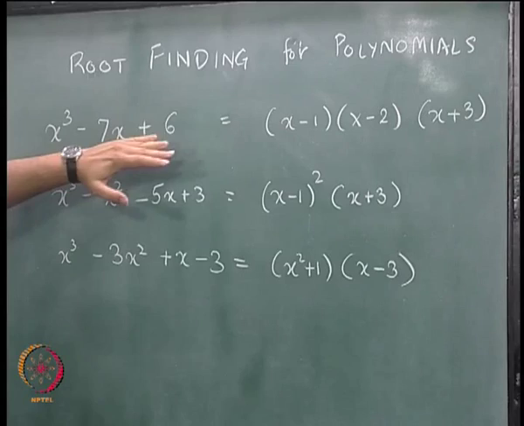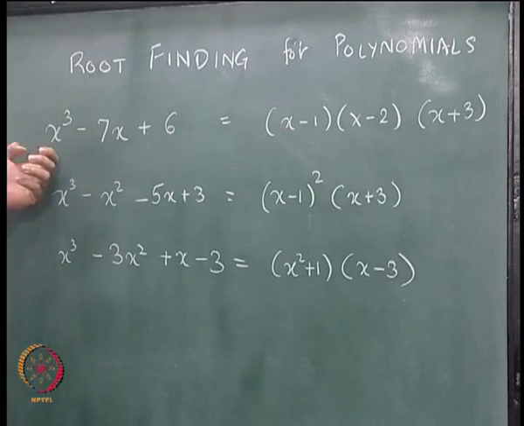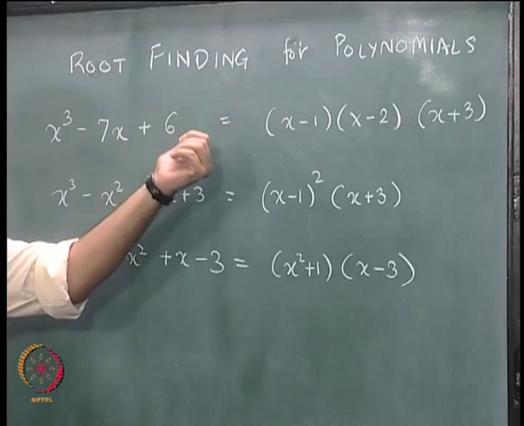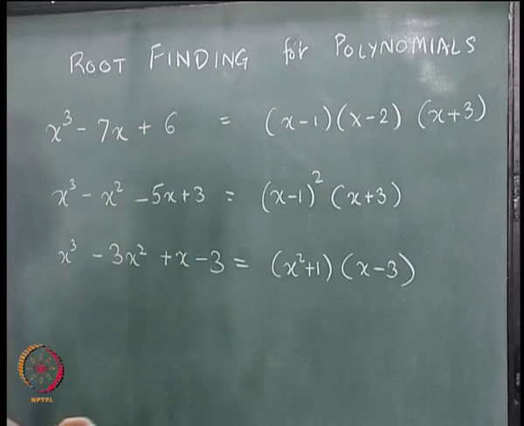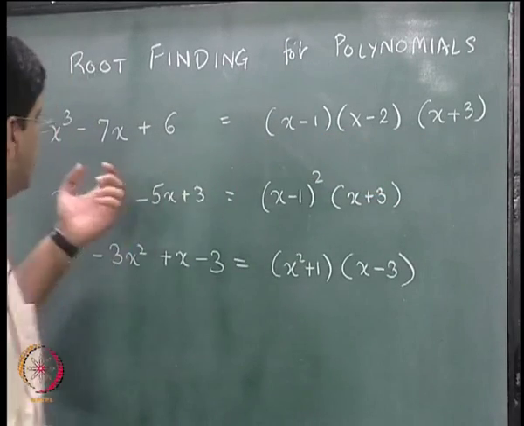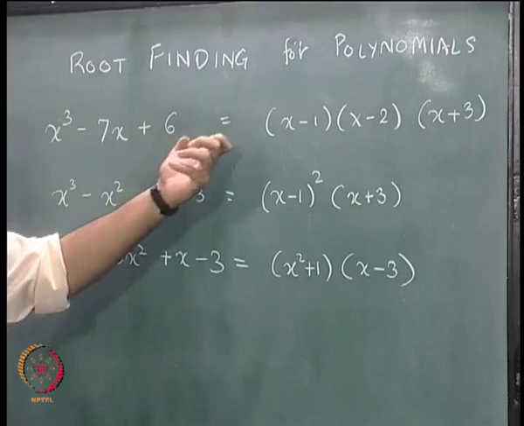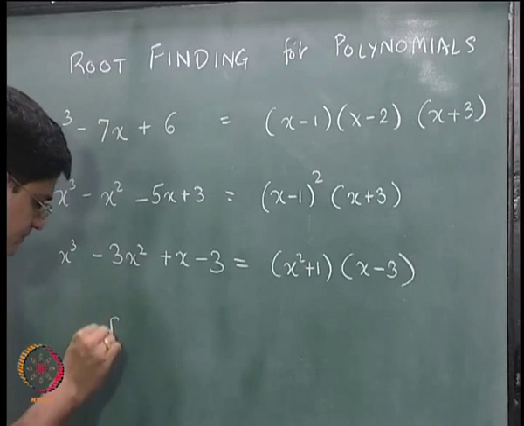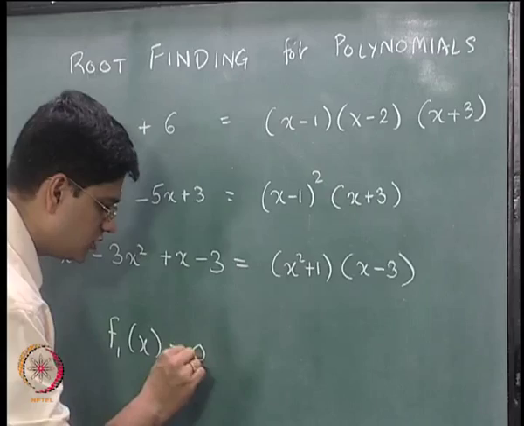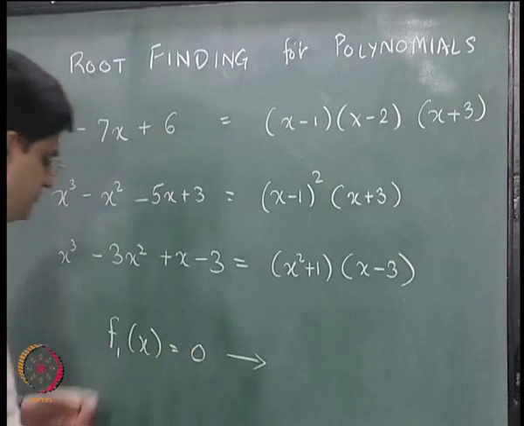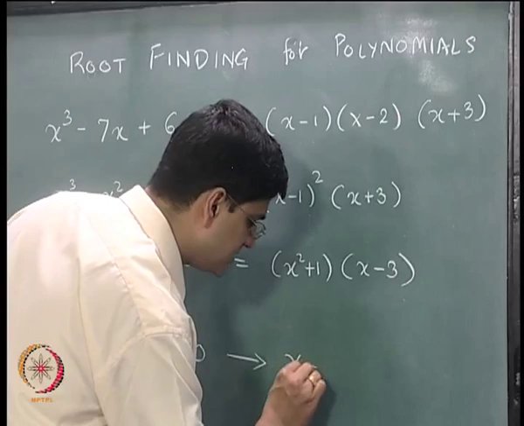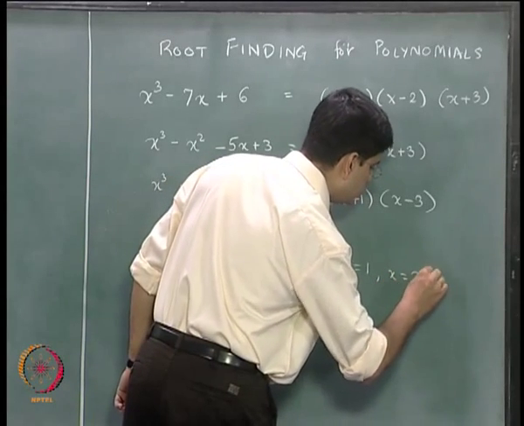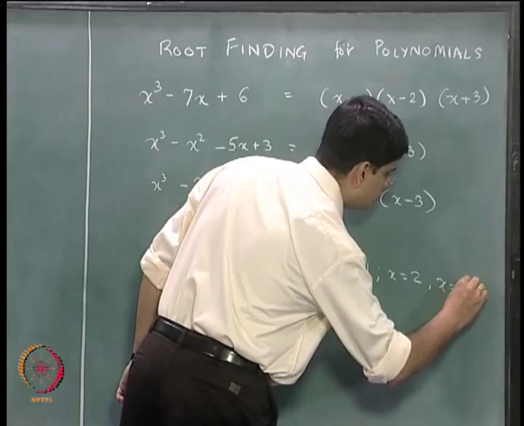The first one is x cube minus 7x plus 6. You can write this as x cube minus 6x minus x plus 1, and then with very straightforward algebraic manipulation you will get this polynomial factored as x minus 1, x minus 2 and x plus 3, the product of these 3 terms. If we call this f1 of x equal to 0, then the x values that satisfy f1 of x are going to be x equal to 1, x equal to 2 and x equal to minus 3.